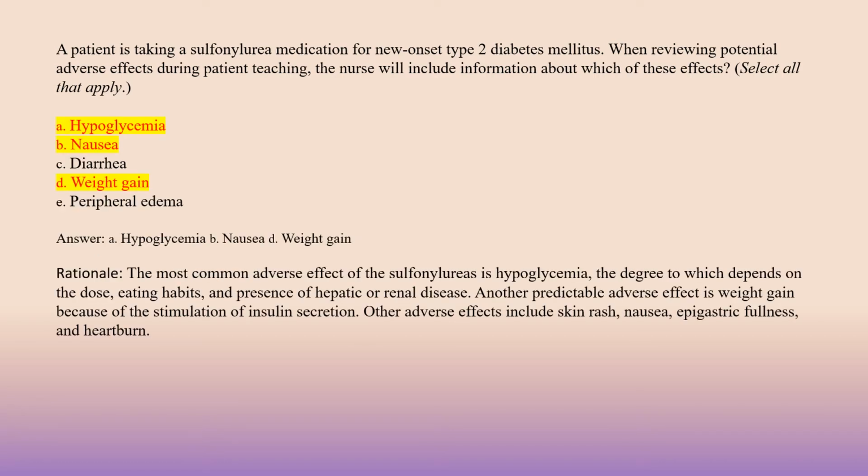Answer: A. Hypoglycemia. B. Nausea. D. Weight gain. Rationale: the most common adverse effect of the sulfonylureas is hypoglycemia, the degree to which depends on the dose, eating habits, and presence of hepatic or renal disease. Another predictable adverse effect is weight gain because of the stimulation of insulin secretion. Other adverse effects include skin rash, nausea, epigastric fullness, and heartburn.